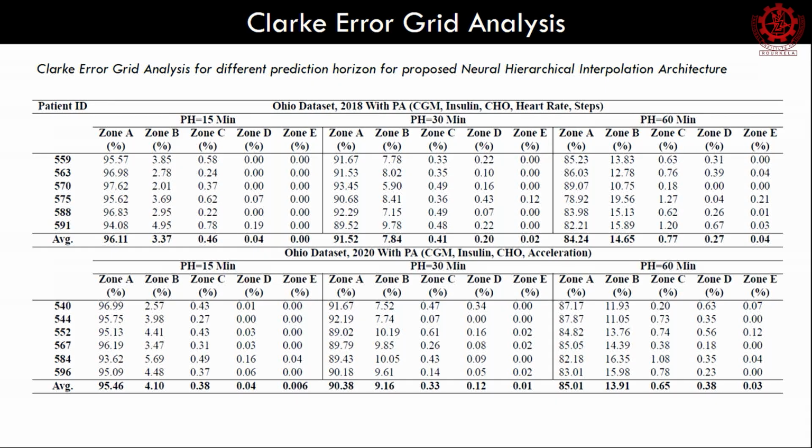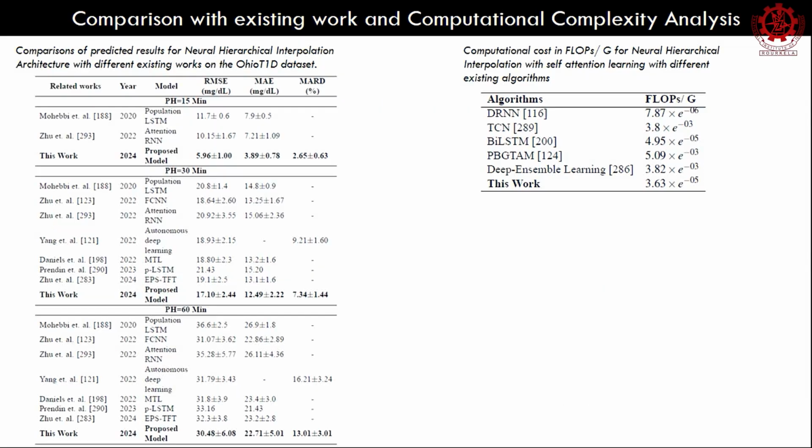And this is the much more detailed analysis of the Clarke error grid. If you look much closer, for all the patients in the 2018 data set and in the 2020 data set, you see a very small number, 0.04%, in E. The majority of the points are actually in A, B and C, which is a good sign that yes, our model is performing well.